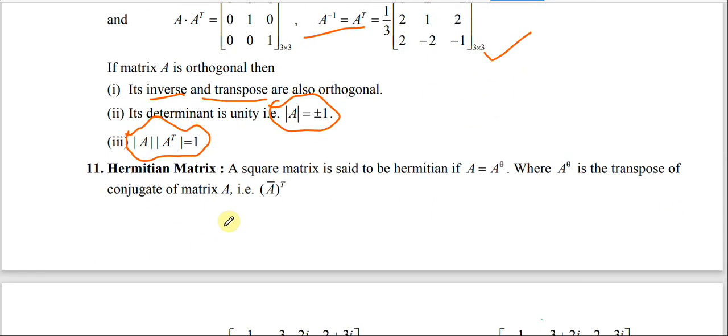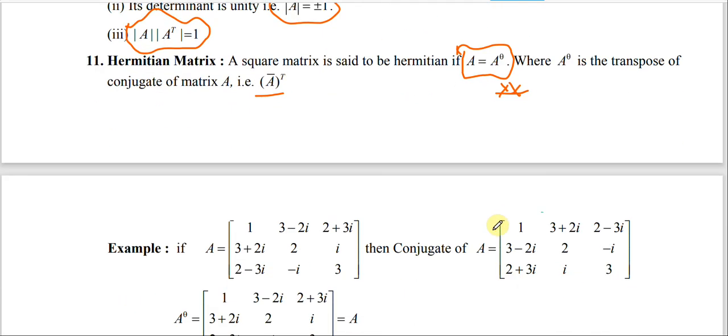Hermitian matrix is the same as symmetric and skew symmetric; here it is Hermitian and skew Hermitian. Hermitian is A equal to A theta. What was A theta? A theta was the transpose conjugate, meaning we have to take the conjugate then the transpose. So if A equal to A theta comes, it will be Hermitian. If A equal to minus A theta comes, it will be skew Hermitian.